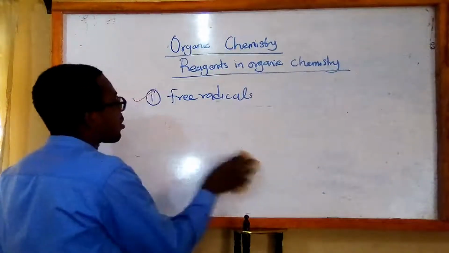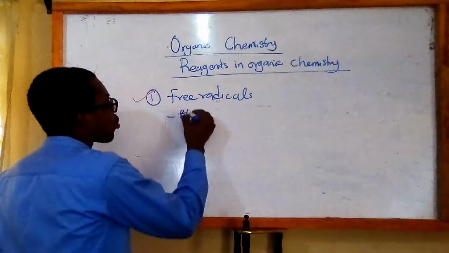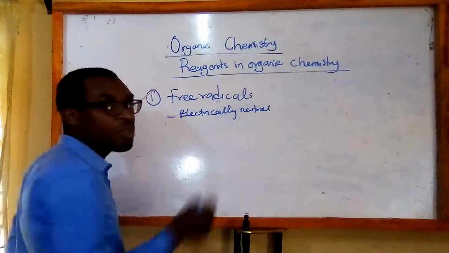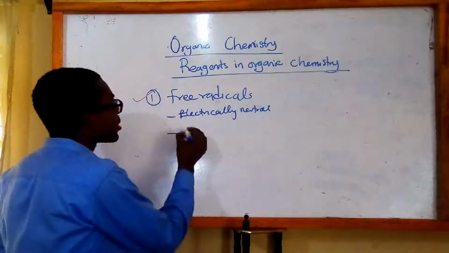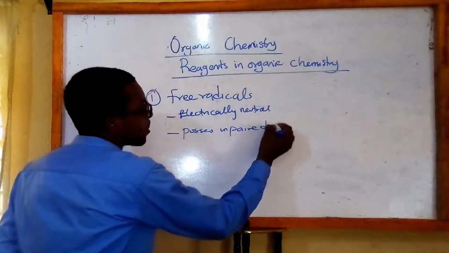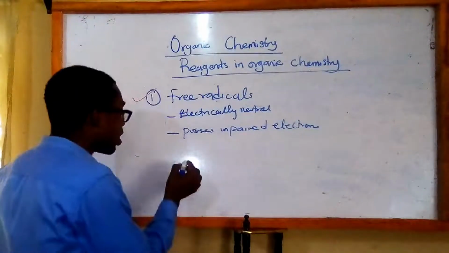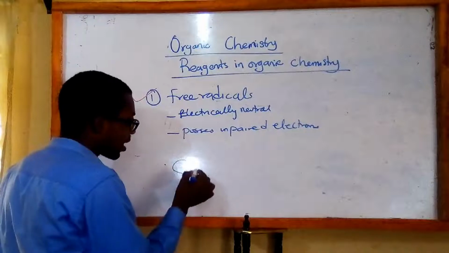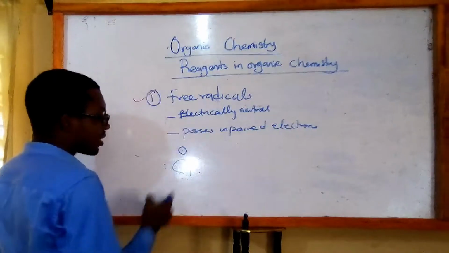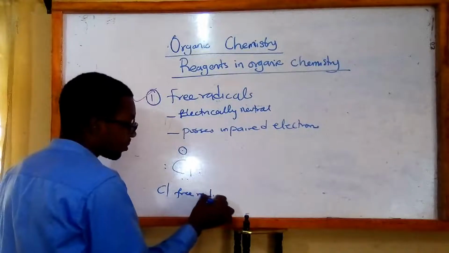What are free radicals? Free radicals are electrically neutral atoms or groups of atoms. They are electrically neutral. Now, the second thing about free radicals is that they possess unpaired electrons. An example of a free radical is the chlorine atom. Let's look at it. It has 7 valence electrons with an unpaired one. This makes it a free radical. So this is called the chlorine free radical.